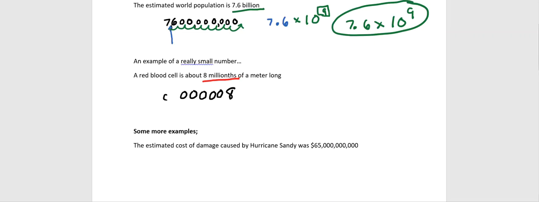0.000008, or some people like to make sure we put the decimal out front, 0.000008. That's 8 millionths. So again, scientific notation says you have to start with a number that is at least 1, but less than 10.